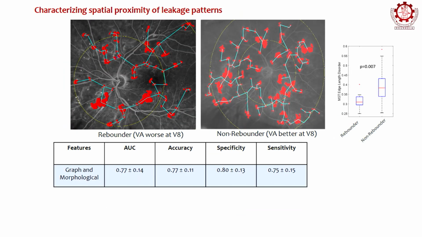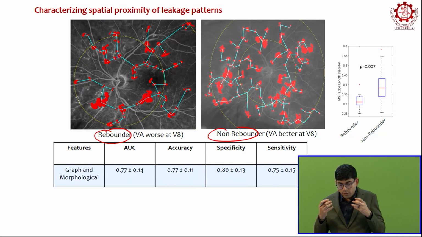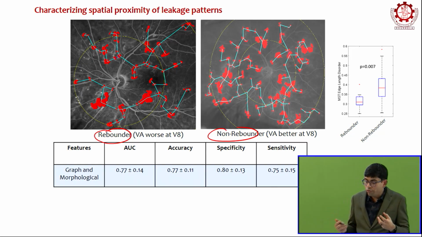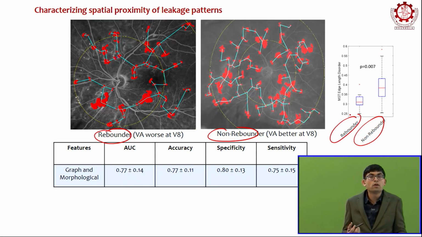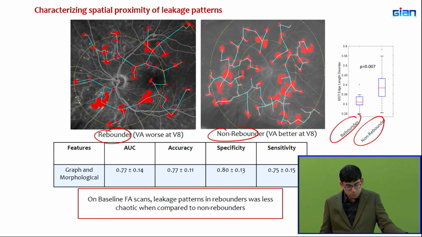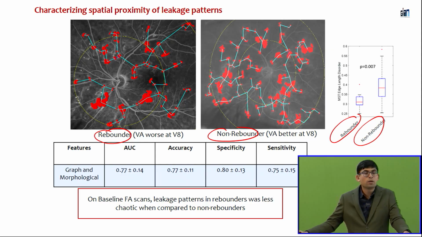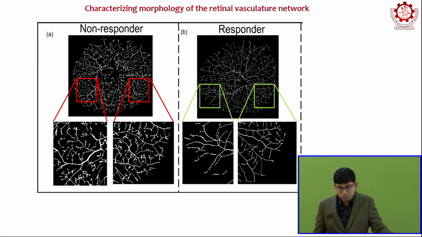So, interestingly, when we looked at the spatial proximity patterns using graphs, we found that non-rebounders are the responders, rebounders are the non-responders. We found that the way these leakage patterns are arranged are very different for the non-rebounders as compared to the rebounders, and this can be used as a feature in your classification model. So, in fact, the takeaway from here is that on the baseline scans, the leakage patterns in the non-responders were less chaotic when compared to the responders.